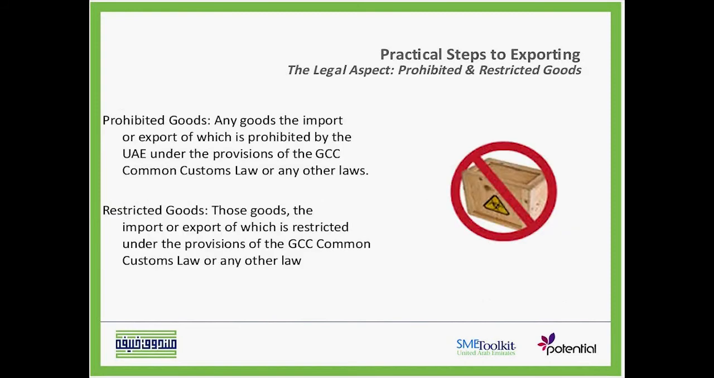Finally, for the prohibited and restricted goods, the prohibited goods are any goods, the import or export of which is prohibited by the UAE under the provisions of the GCC Common Customs Law or any other laws. The restricted goods are actually goods, the import or export of which is restricted under the provisions of the GCC Common Customs Law or any other law.